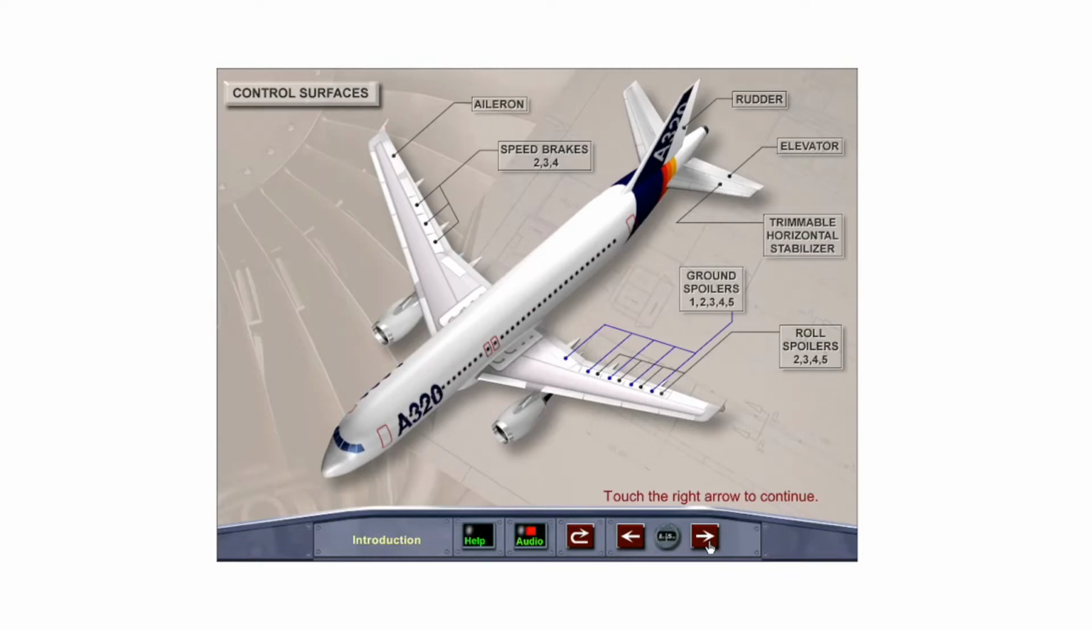Control surfaces on the A320 are conventional. Pitch control is achieved by two elevators mounted on a trimmable horizontal stabilizer. There are 5 spoiler panels and 1 aileron on each wing. Roll control is achieved by the ailerons and spoilers 2, 3, 4, and 5. In-flight speed brakes are provided by spoilers 2, 3, and 4, and ground spoilers are provided by all 5 spoiler panels on each wing. Yaw control is achieved by a one-piece rudder mounted on the vertical stabilizer.